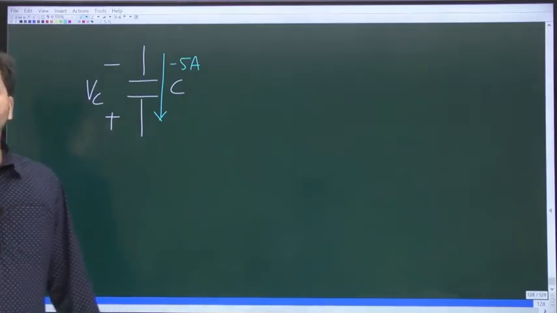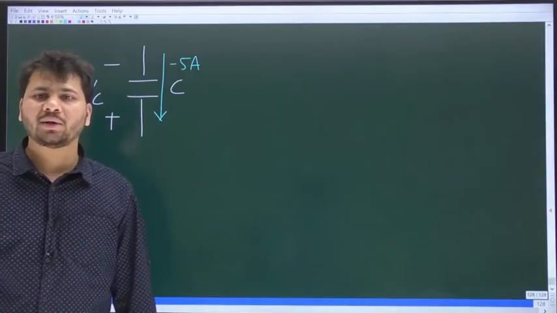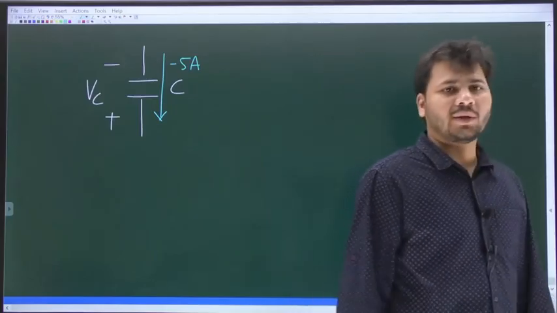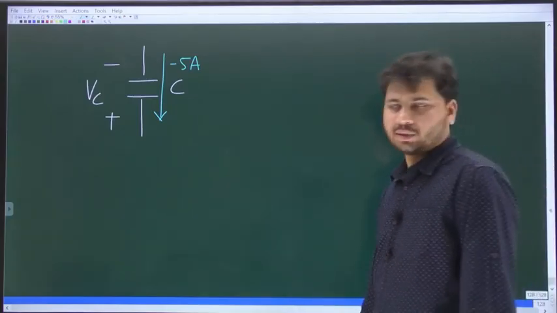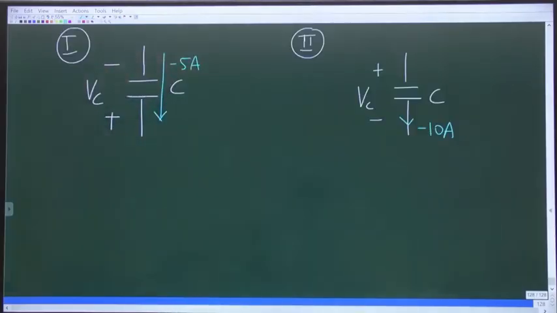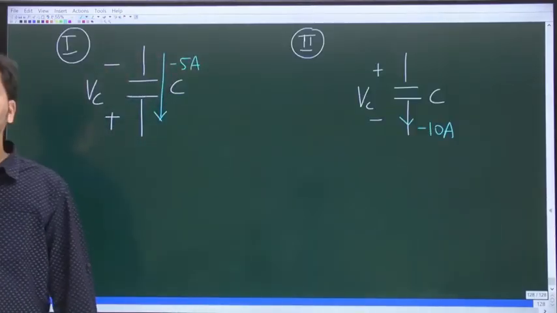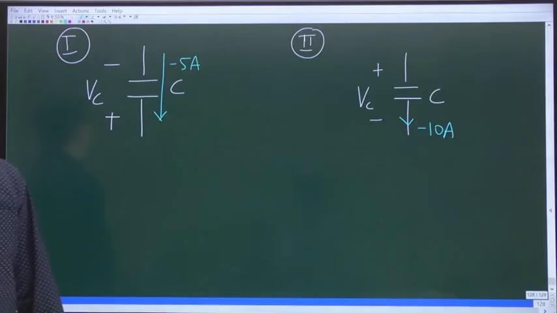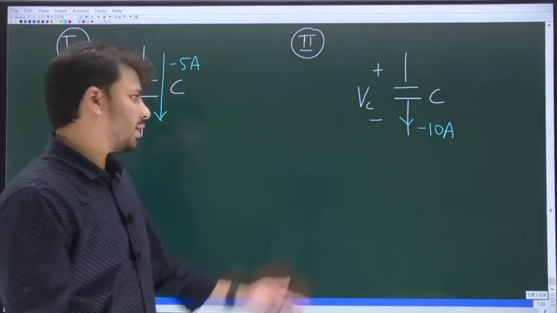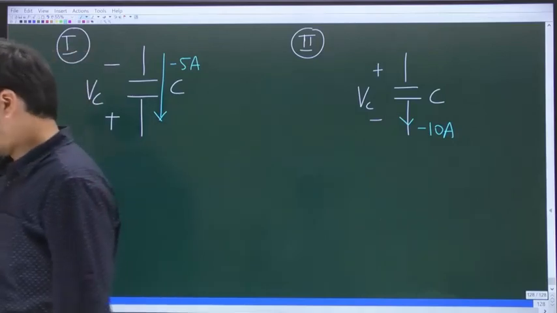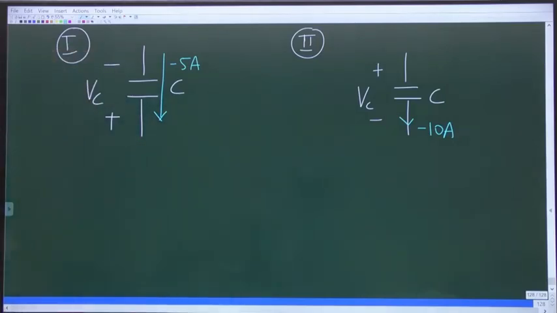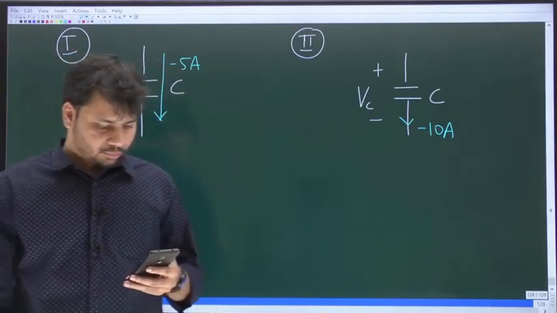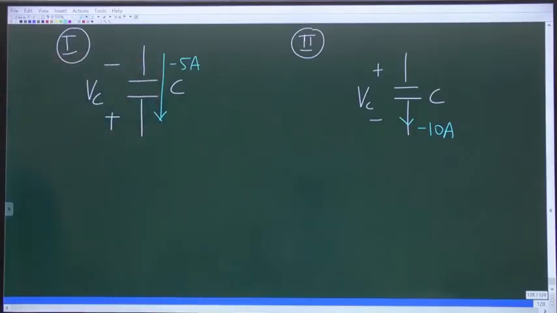Just tell me, in this case, will the cap get charged or discharged? Just type in the chat box. In both cases, please tell me, in the first case, will the cap get charged or discharged? And in the second case, will the capacitor get charged or discharged? Charge and discharge, very good. First case charging, second case discharging.